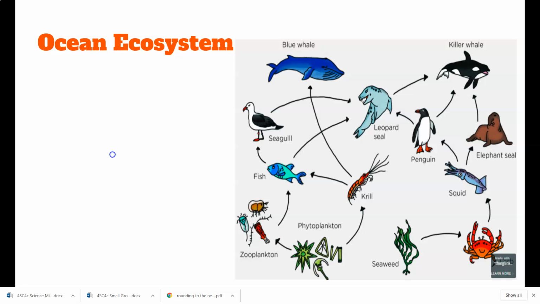And one example of a food chain we could trace would be starting with the seaweed, which gets eaten by the crab, which gets eaten by the squid, which then could be eaten by a penguin or an elephant seal. Let's say it got eaten by the elephant seal. The elephant seal could then get eaten by the killer whale.